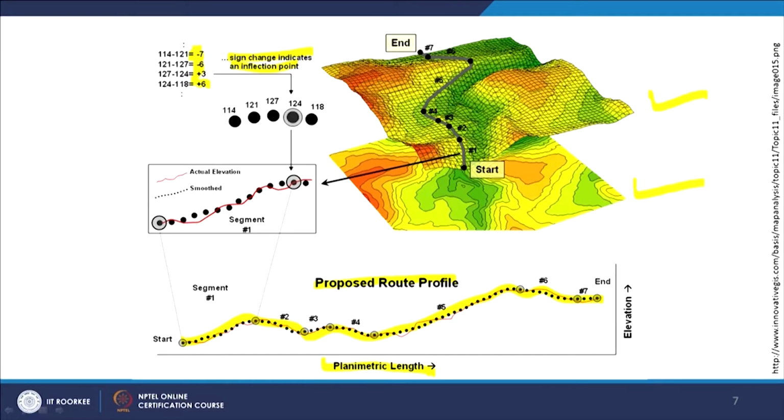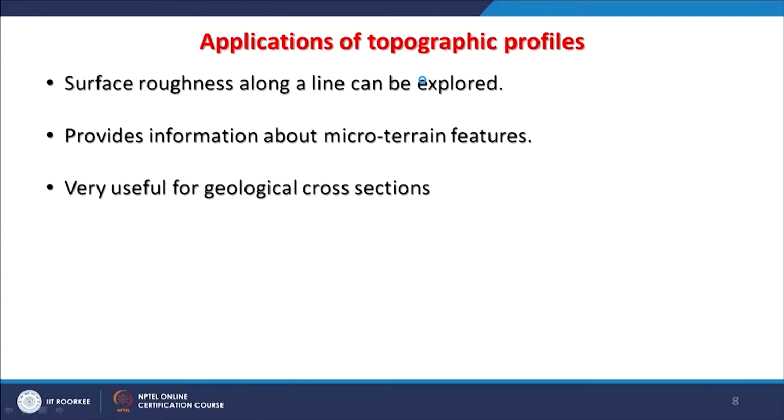So, topographic profile along a straight line or along an arbitrary line is very useful information for many kinds of projects. Now, what are the applications? Some of them we have already discussed. Surface roughness along a line can be explored; that provides information about micro terrain features, how smooth the terrain is, how much ruggedness there is. When we have to compare two, then we can find out which one is smoother, which one has more ups and downs.